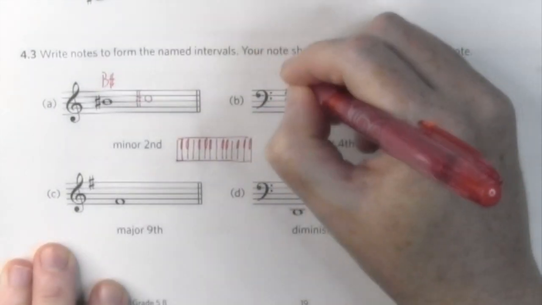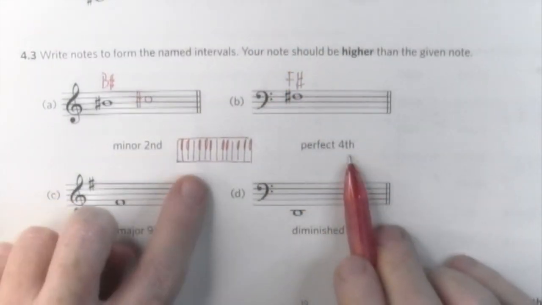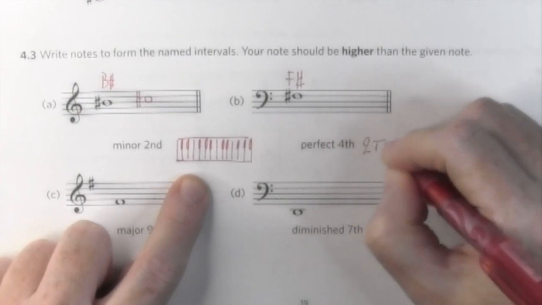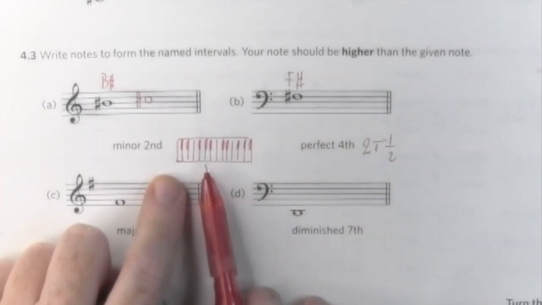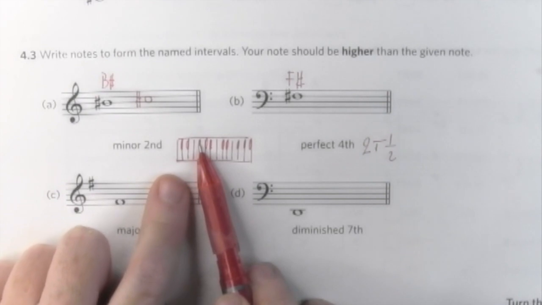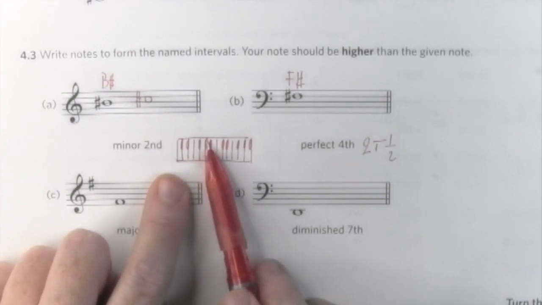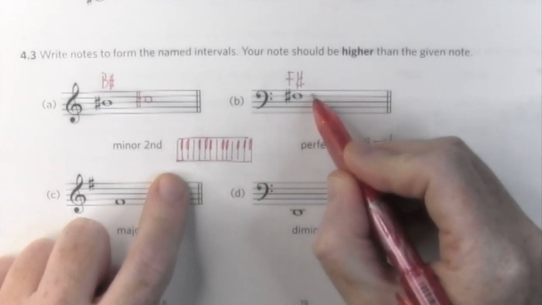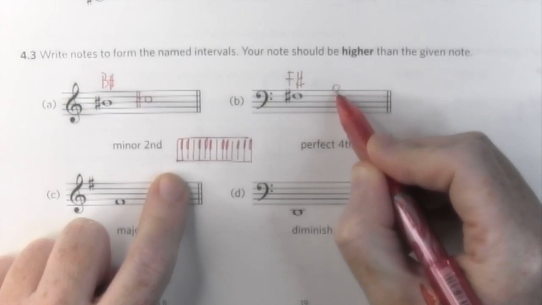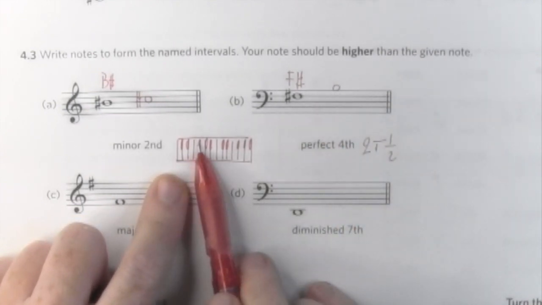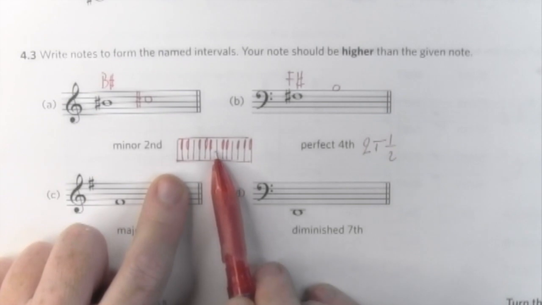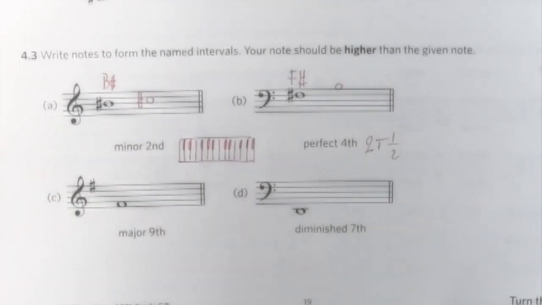Fa sharp, a perfect fourth would be 2 tones and a half away. So Fa sharp, okay, let's count. 1, 2 and a half. And I think this is B, okay, because 1, 2, 3 and 4. Okay, Fa sharp, 1, 2 and a half. 2 and a half. You happy?